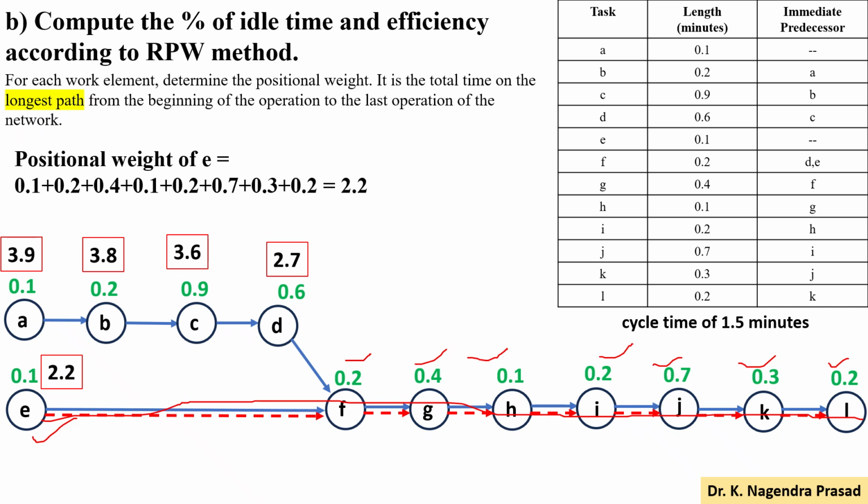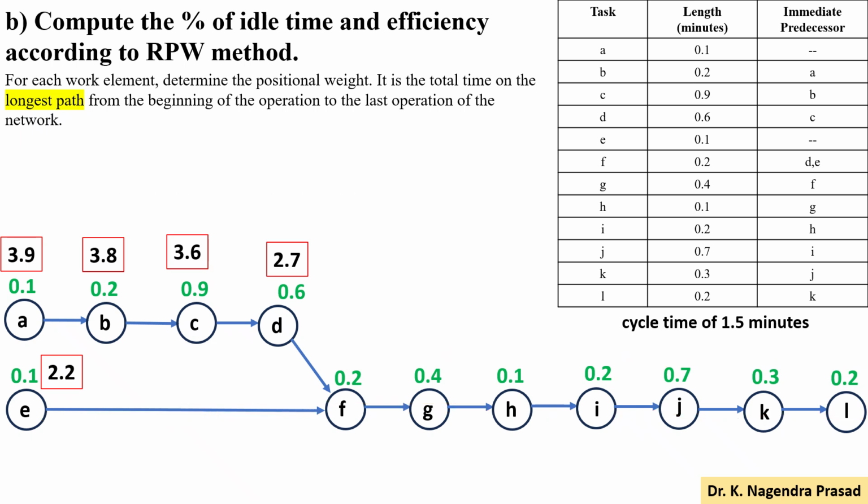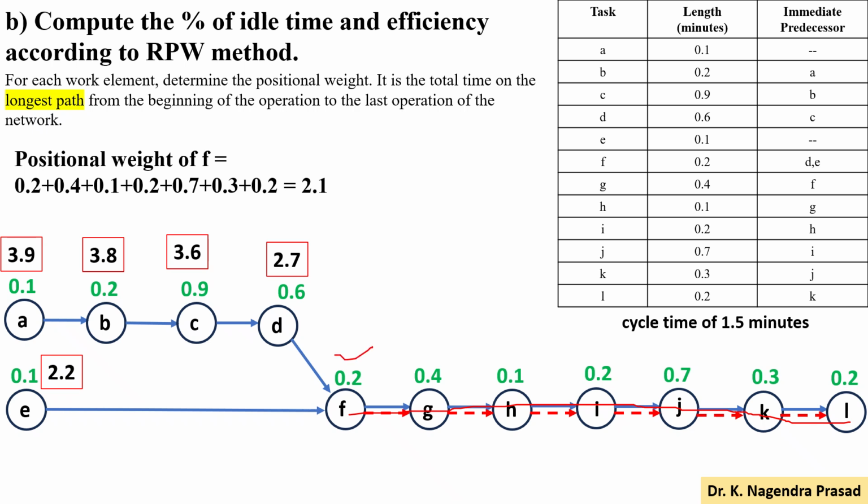And the next task is F. For the F, the longest path is F, G, H, I, J, K, L, and its positional weight is 0.2 plus 0.4 plus 0.1 plus 0.2 plus 0.7 plus 0.3 plus 0.2. So it is 2.1.